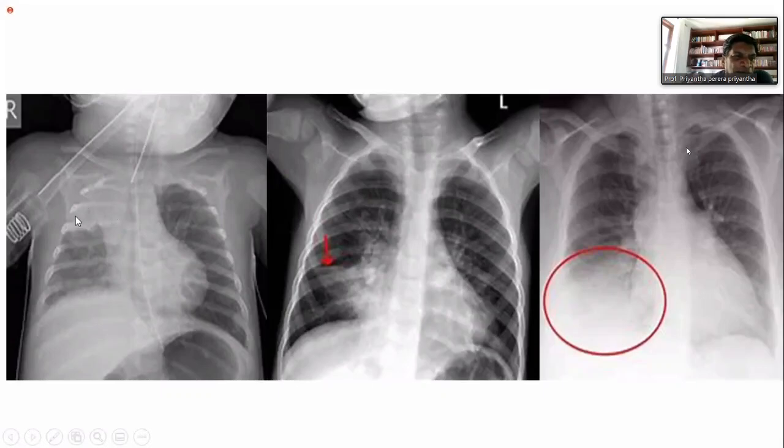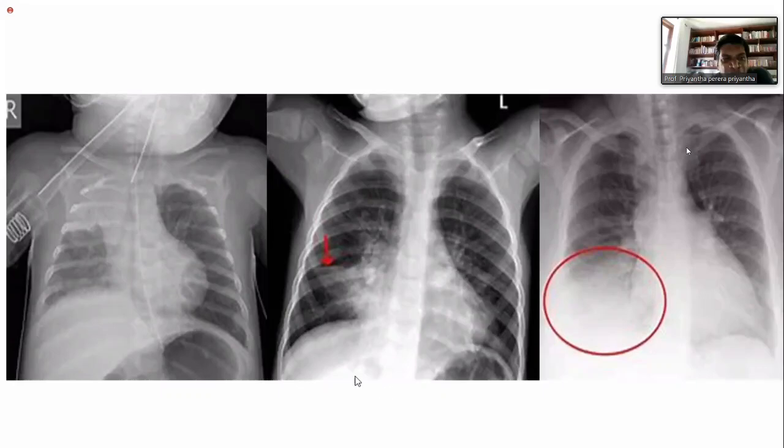It should be a convex border like that. In right middle lobe pneumonia, you can't see the right heart border clearly, right? The right heart border will be obscured, and in right lower lobe pneumonia the diaphragmatic surface will be obscured. Right? Okay, I think we did that day, but there were some connection problems, so I won't highlight that.